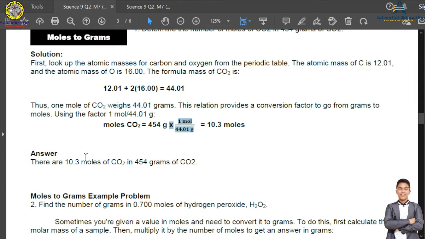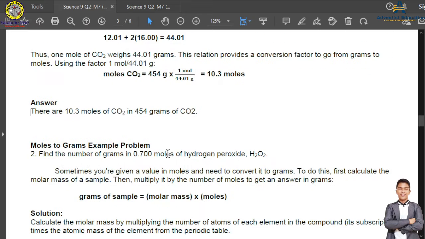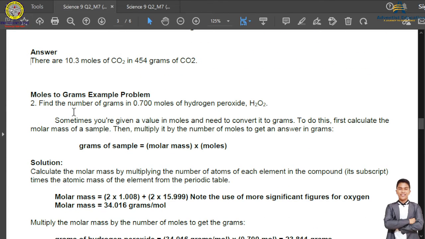As I've told you, this is about 10.36 moles of carbon dioxide. Where did you get this 10.36? Just divide the number of grams of that compound by the total atomic mass to find the number of moles. For number 2 here, the second one is a conversion of moles to grams.